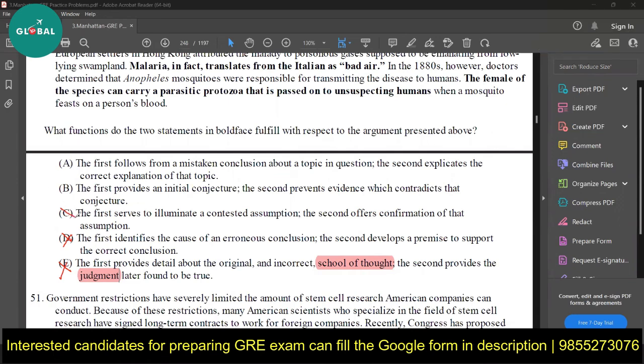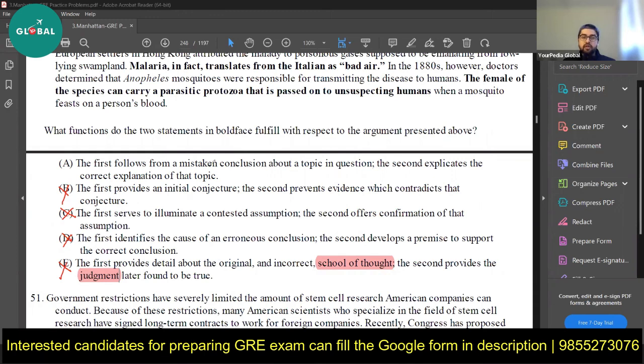The first provides an initial conjecture. Conjecture means a false conclusion, you can say, which is not 100% true. The second presents evidence which contradicts that conjecture. So the second is not related to the first in any sense. This is a different theory, also not correct. So this is not correct.